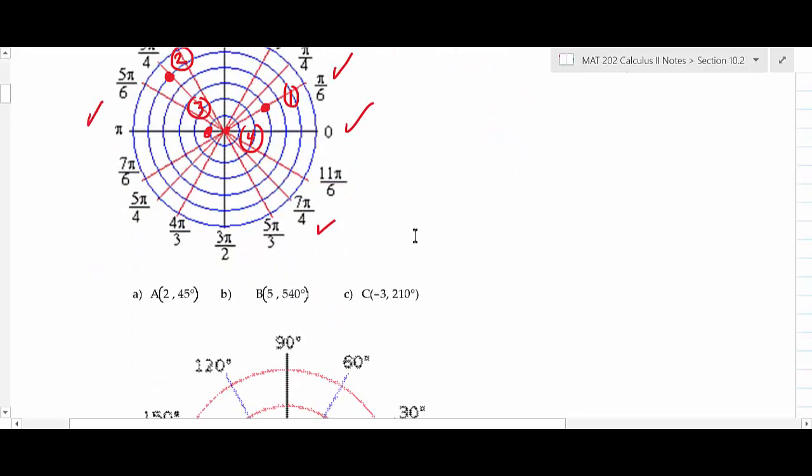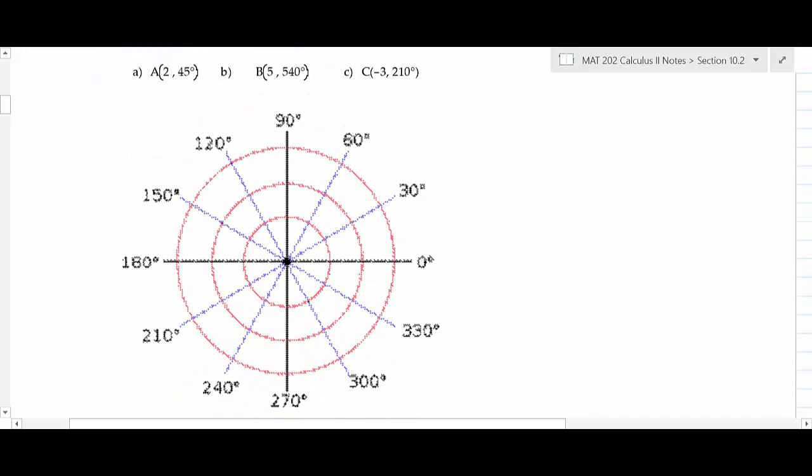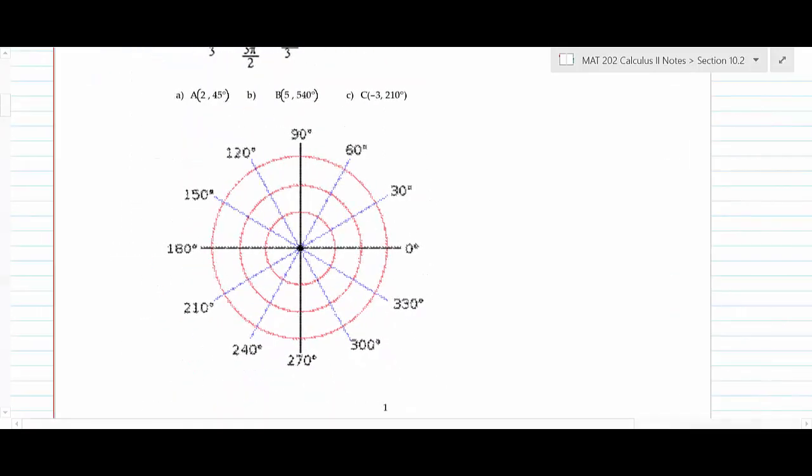Okay, you learned this in trig. You probably haven't done any of it since, though. So let's do a couple more of these, and then we'll get into equations and stuff. This one is 245, so you just go out to 45, which is in here. If it's a positive radius, you go towards the angle, so that's where that would be located. And your angle can be in degrees or radians. It doesn't matter.